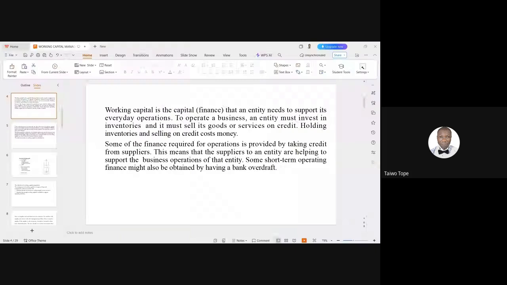So the objective of any good management is to minimize what? The length of the operating cycle. Is to minimize the length of the operating cycle such that the investment in working capital is reduced to the barest minimum. That should be the objective of a good management in an organization.